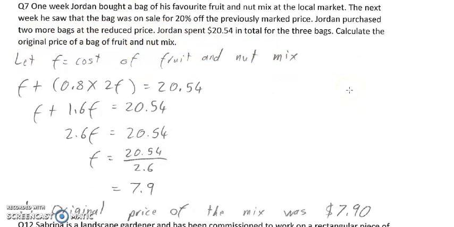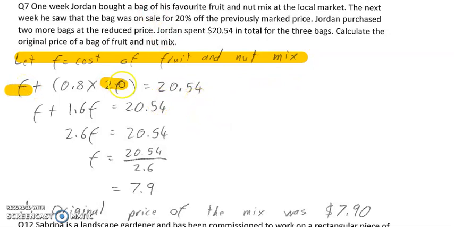So what I've done first, well, maybe I should define my variables. I'm saying let the letter F equal the cost of a fruit and nut mix. So basically, Jordan has bought 1 at the normal price and then 2 more packets at 80% of the original price. Where did I get 80% from? Well, if it's 20% off, 20% off 100% is 80%. So he's paying 80% of the original value of the fruit and nut mix.